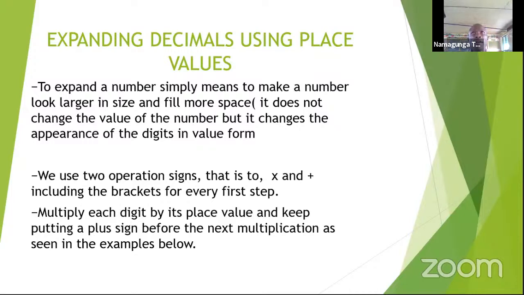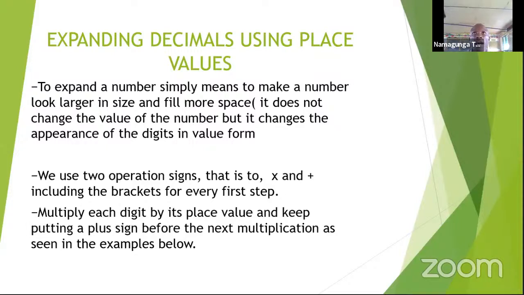That first step is where we shall get a digit. Let's say maybe we have 2 times 10. We put it into brackets. Then plus, again, we open the brackets and multiply another digit by its place value. The way we are going to see it in our next example.